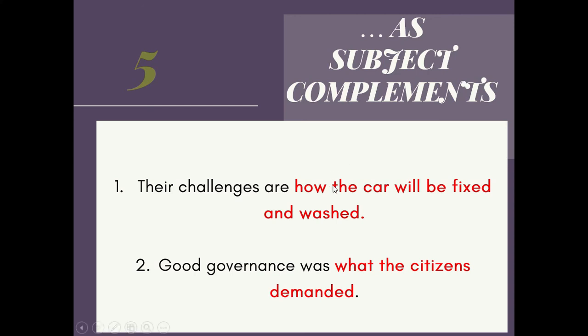Now it goes back to the sentence I gave you the other time. Cain is Abel and Cain killed Abel. In Cain killed Abel, the verb makes Abel an object, but in Cain is Abel, the verb there makes Abel a complement and not an object. Now this one, the challenges are whatever comes after linking verbs. Linking verbs are was, were, and all the be verbs and other ones like that. So the challenges are how the car will be fixed and washed. How the car will be fixed and washed will be the complement of the subject, their challenges, or complement of the verb are, and anyhow you want to write it.